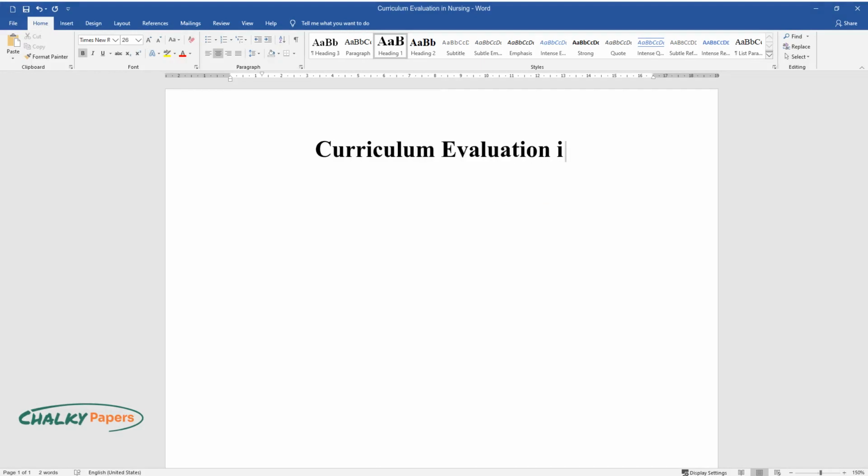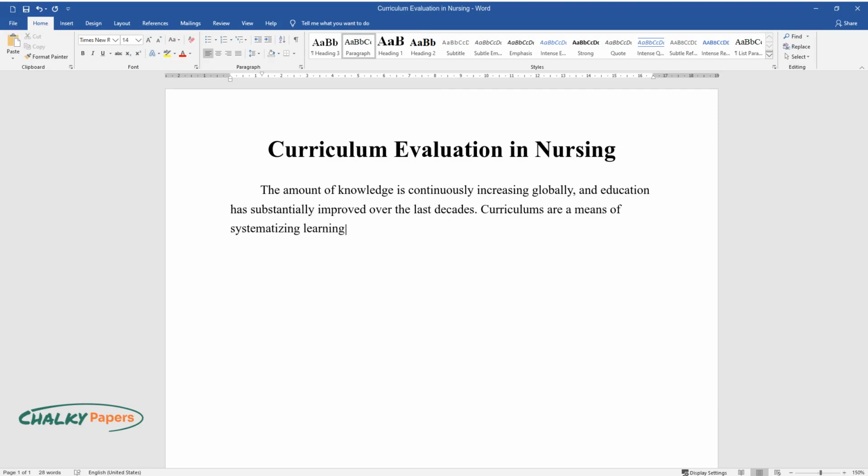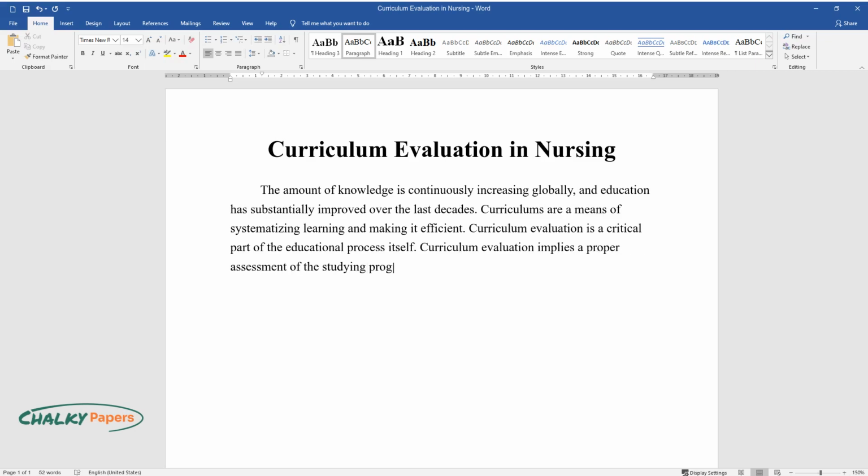Curriculum evaluation in nursing. The amount of knowledge is continuously increasing globally, and education has substantially improved over the last decades. Curriculums are a means of systematizing learning and making it efficient. Curriculum evaluation is a critical part of the educational process itself. Curriculum evaluation implies a proper assessment of the studying program. Such evaluation is required to define the effectiveness of the proposed study process.